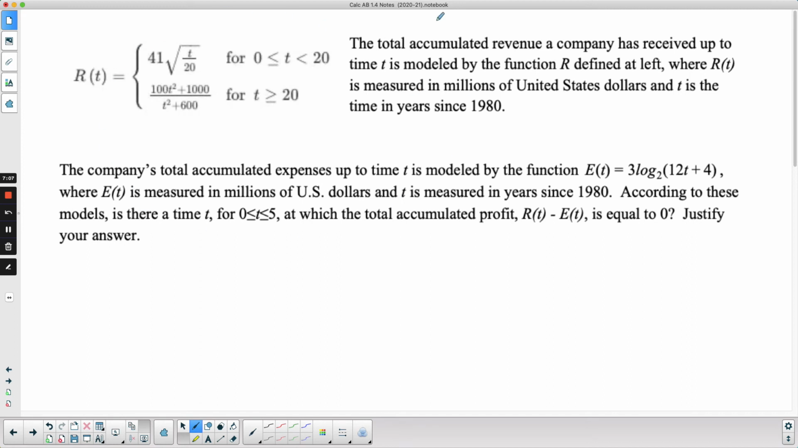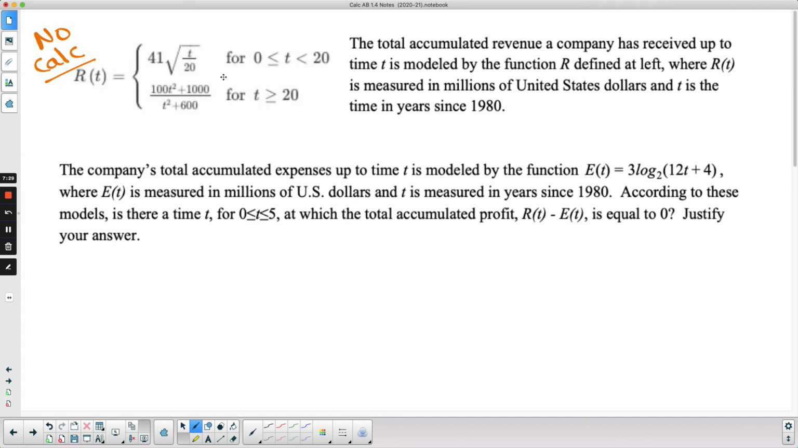Here is an application problem, and it is one like you might see on an AP test. What they like to do, this is an example of a no calculator question, so we're going to try and get through this, and I'm going to show you strategies that you can use so you don't have to use your calculator. So this function right here, it's a piecewise function.